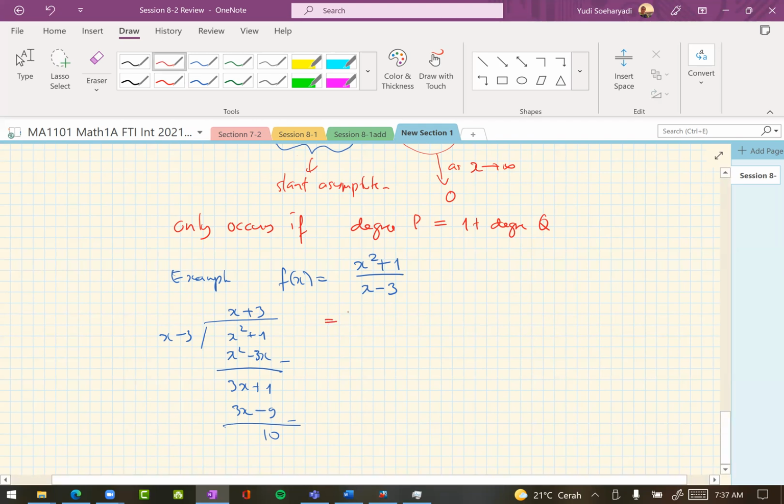So it turns out that we can write this as x plus 3 plus what's left. Then this one goes to 0 as x goes to infinity, because x is large. So what you are left with is this one. Our conclusion is that y equals x plus 3 is the slant asymptote.